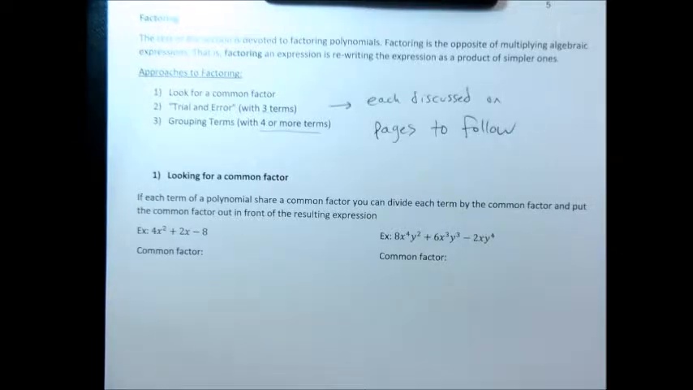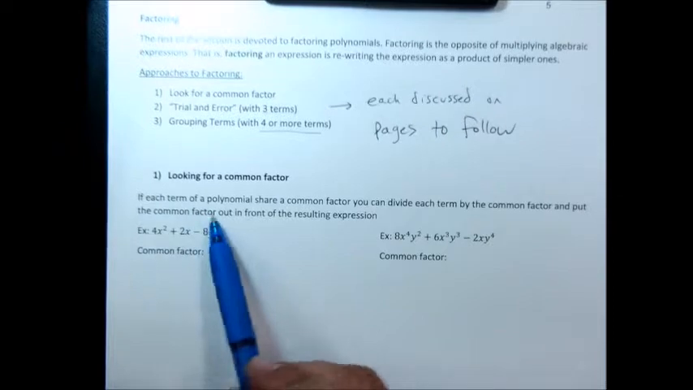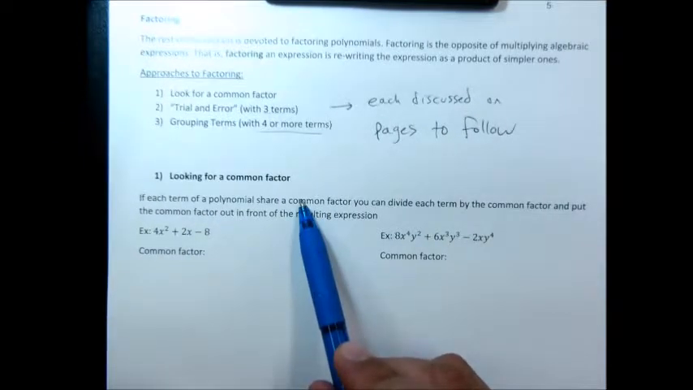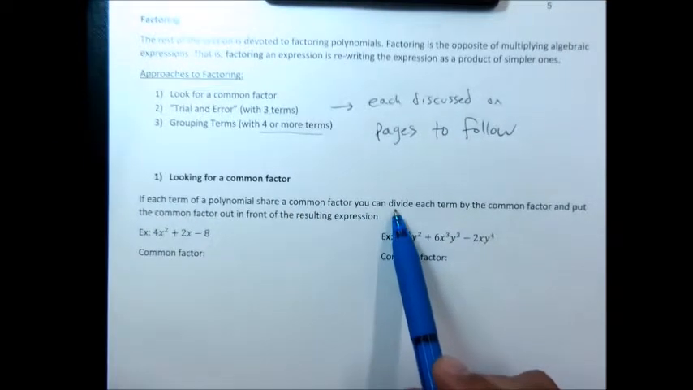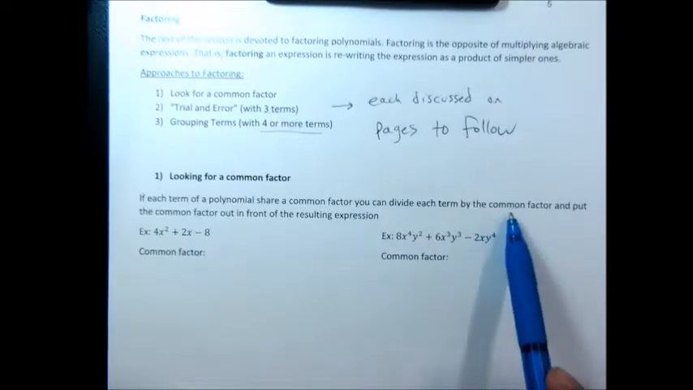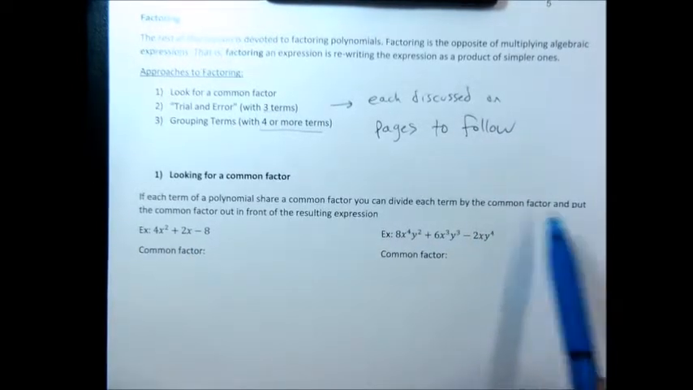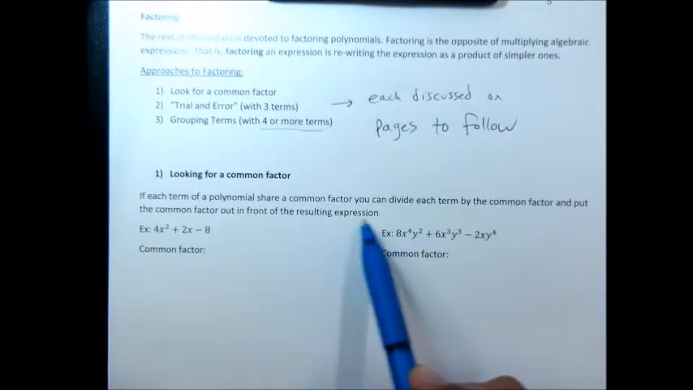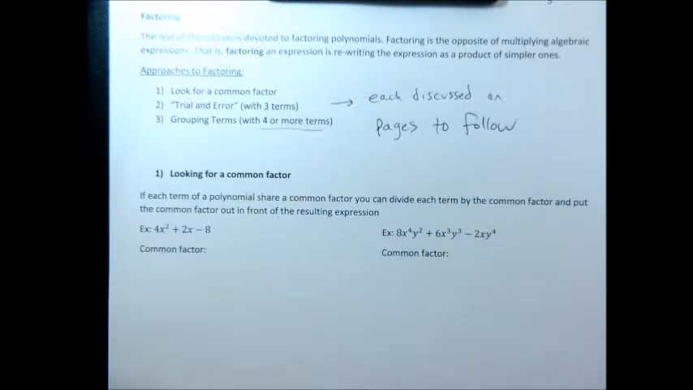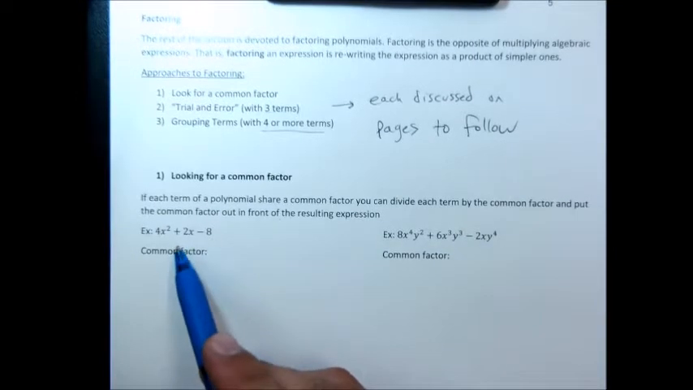So looking for a common factor, if each term shares a common factor, you can basically divide each term in the expression by that common factor and put it out in front of the resulting expression. Sometimes people call it pulling something out, and I usually use that phrasing too. You can pull out something from this first expression, for example.